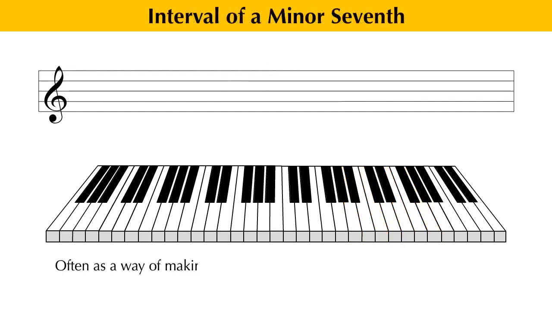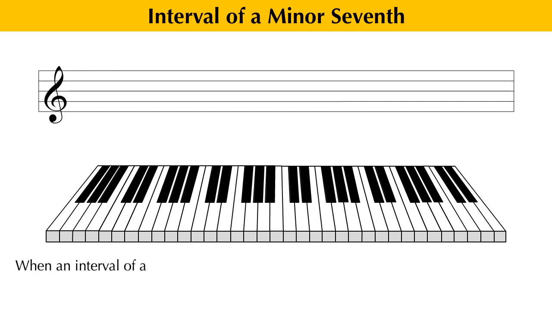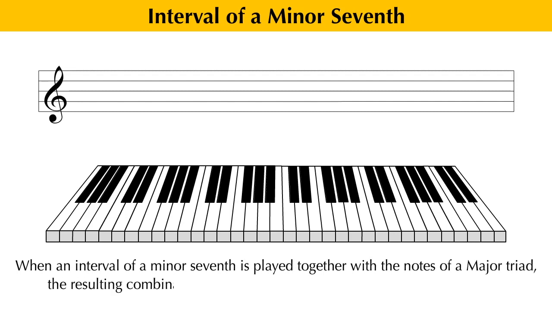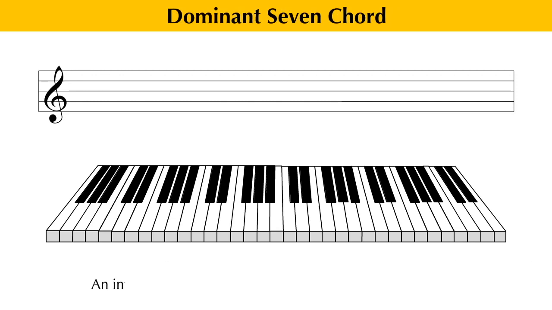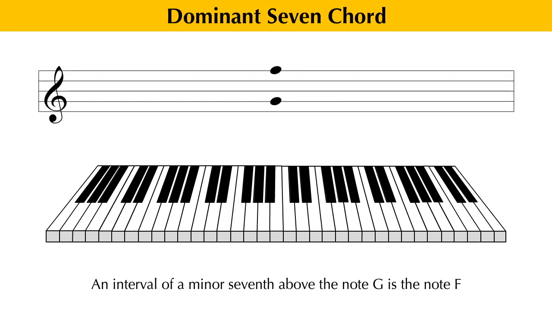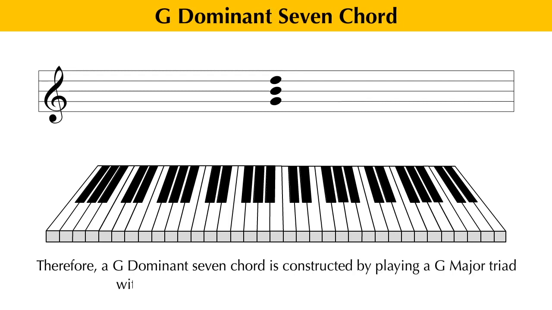Often, as a way of making the dominant chord more effective, composers will add an interval of a minor seventh above the root note of that chord. When an interval of a minor seventh is played together with the notes of a major triad, the resulting combination of notes is referred to as a dominant 7 chord. An interval of a minor seventh above the note G is the note F. Therefore, a G dominant 7 chord is constructed by playing a G major triad with an interval of a minor seventh above the note G.